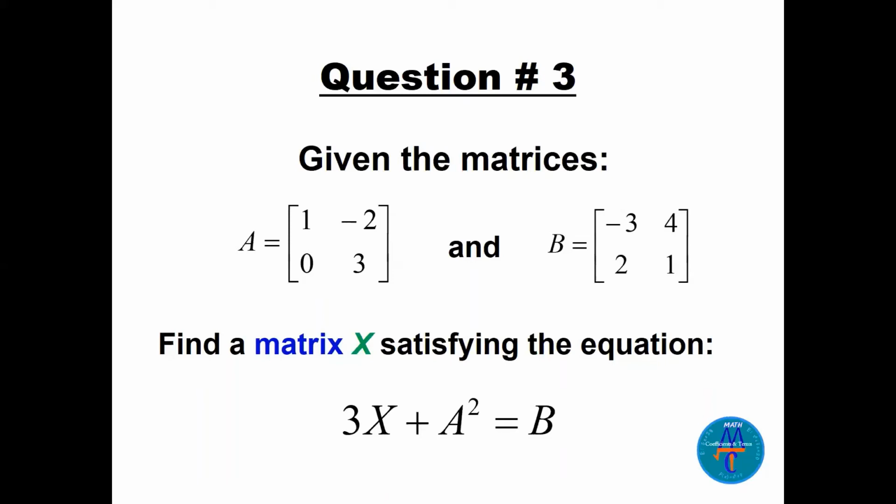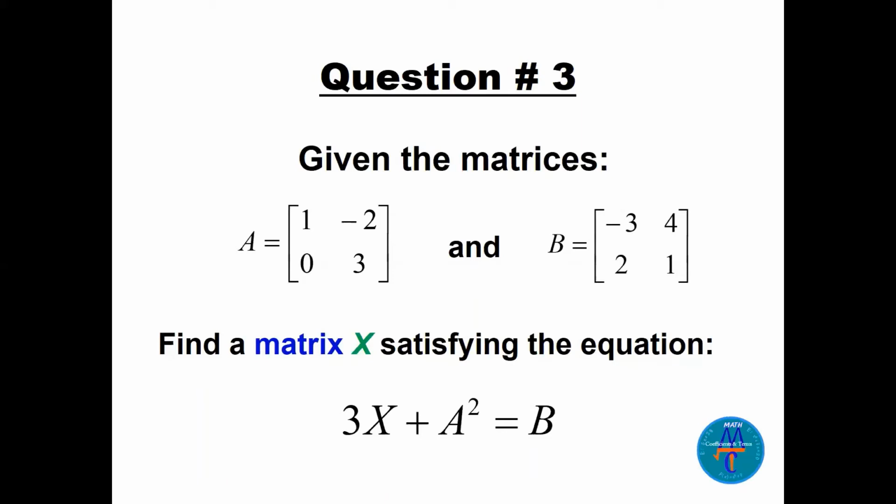3X plus A squared equals B. You can pause a little, please, and try to check and find X maybe if you like. Then you can compare your answer and the method also. 3X plus A squared is equal to B. What do you think we can do here?